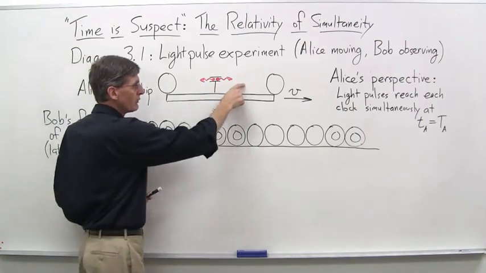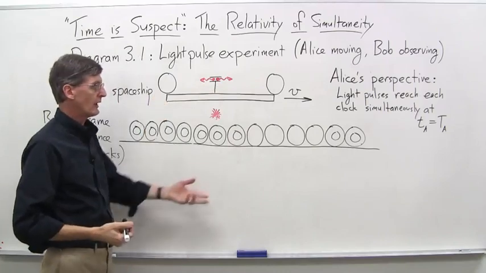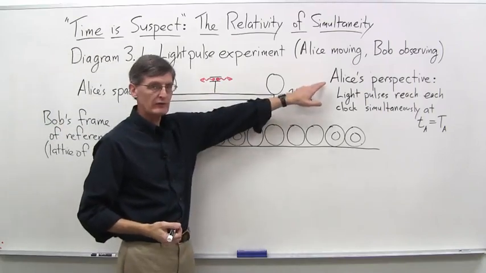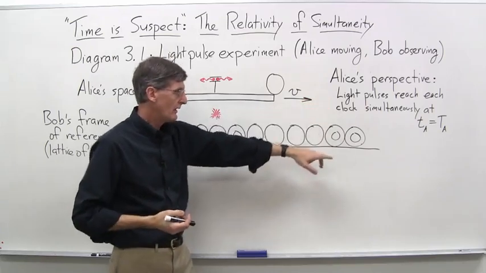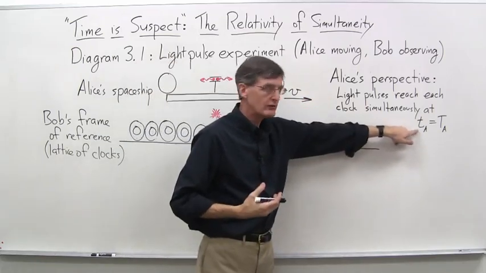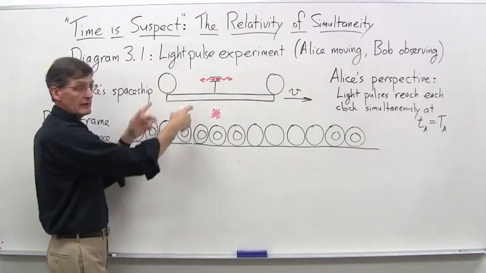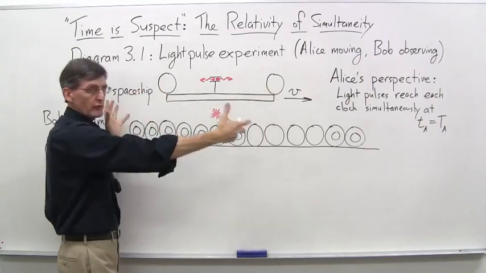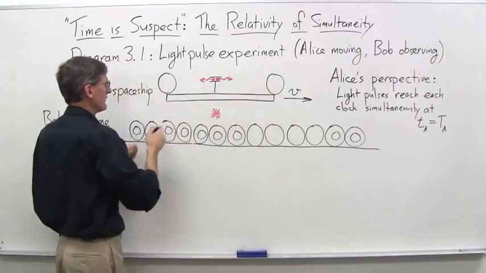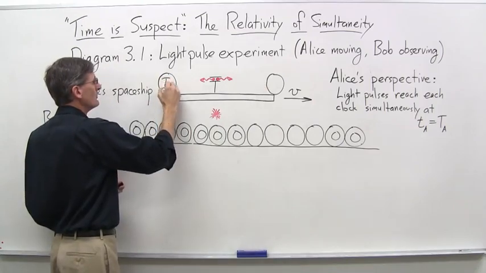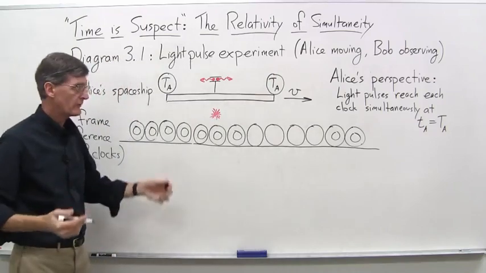She'll see one light pulse end up over here, one light pulse end up over here at exactly the same time. In other words, her perspective is that the light pulses reach each clock simultaneously at some time t sub a, equals capital T sub a. So when they hit, her clocks will read, at the beginning here, they read 0. Light pulses go off. She's just sitting there watching this. At the end, each of these clocks will read T sub a, and Alice will be saying, what's the big deal here?